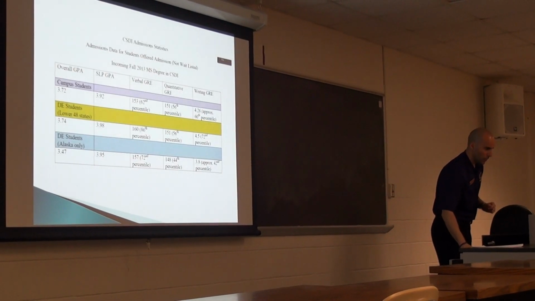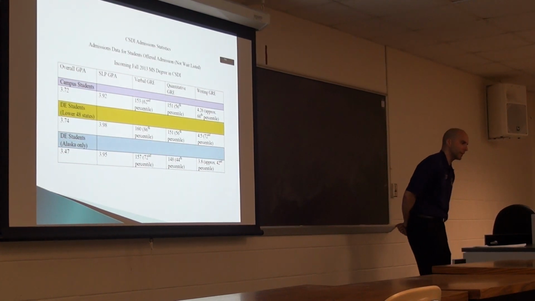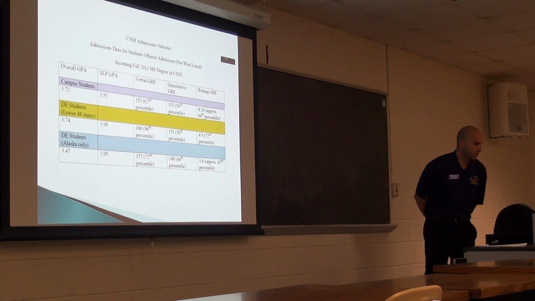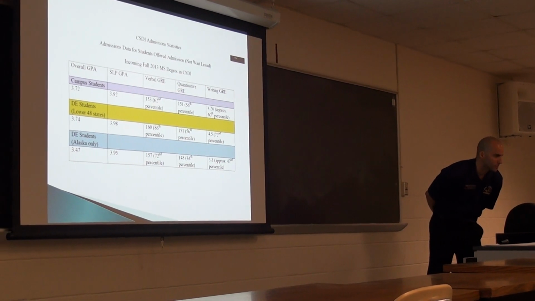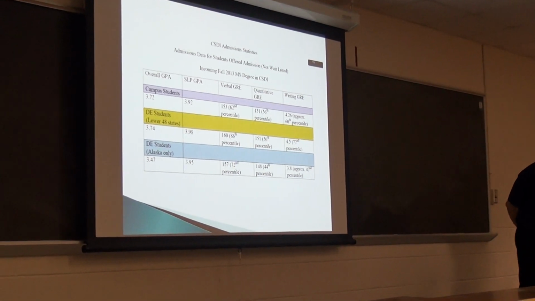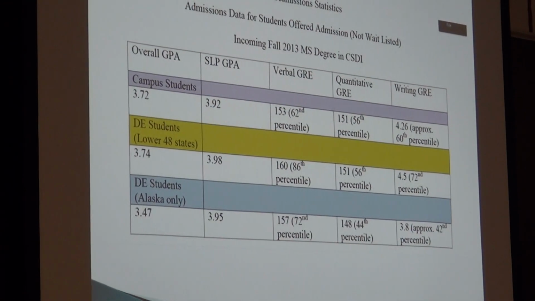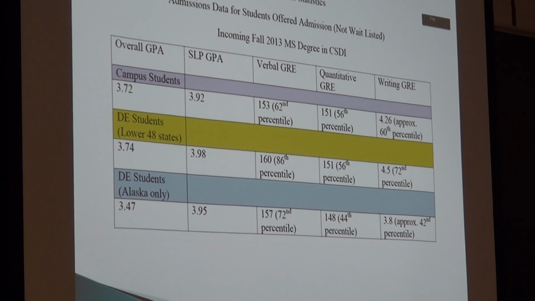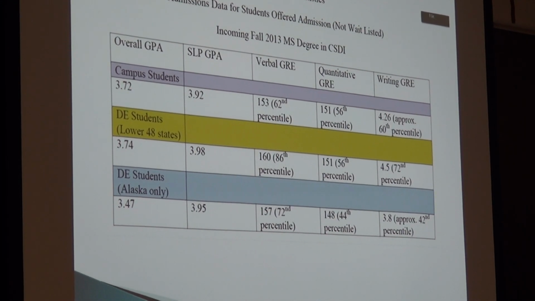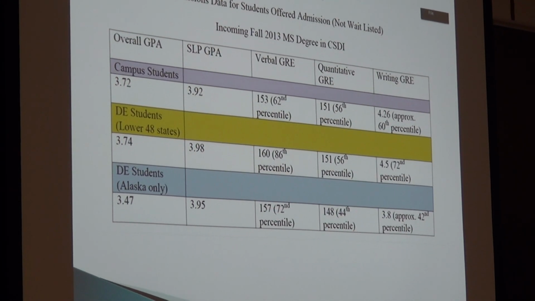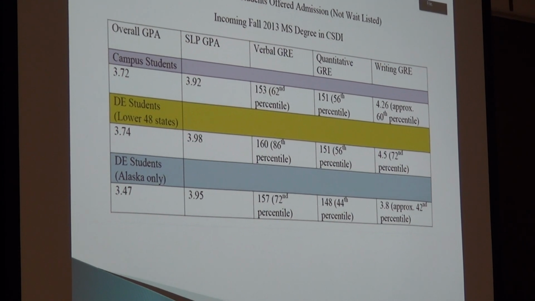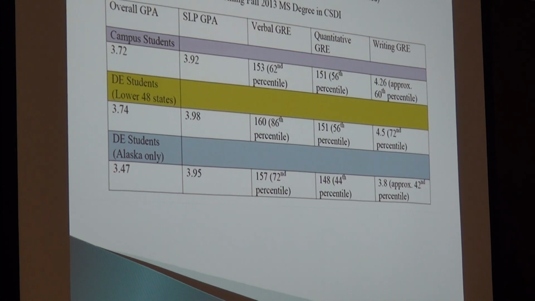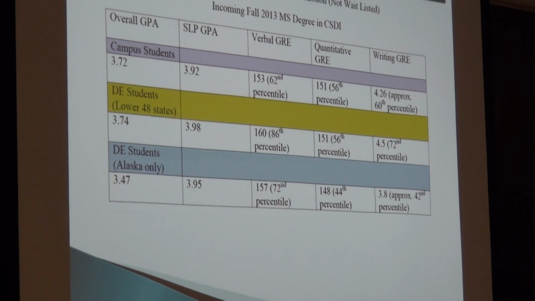So what is it really like getting in? Who's getting in? If you look at the overall GPAs based on the campus students here, you see a 3.72. That's the average amongst all the people who were not waitlisted, who were accepted straight into the program. They had a 3.92 in their CSDI or SLP courses. So for you, if you're getting into our bachelor's program, or if you're a minor, these would be your core courses. And the verbal GRE.